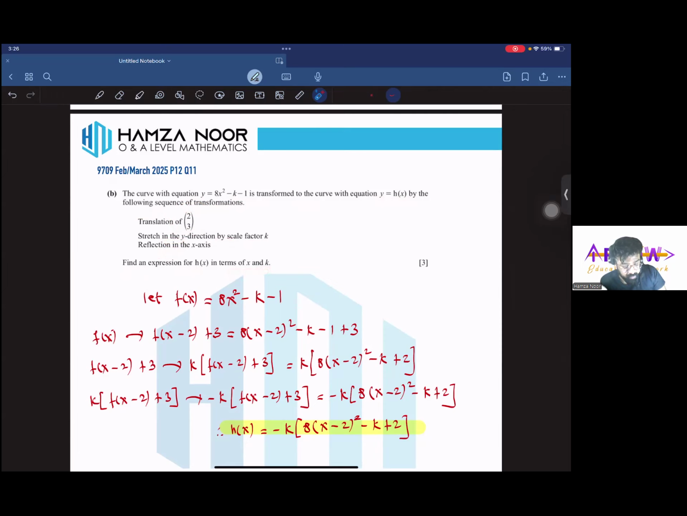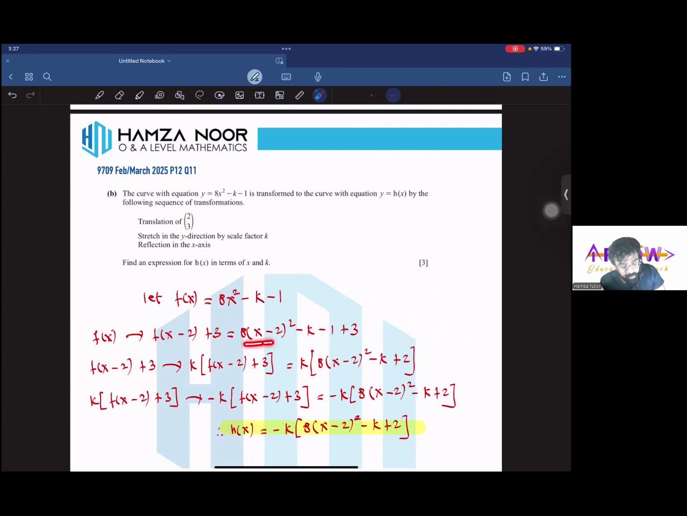So here we have the original function f(x), which is 8x² − k − 1. First of all, f(x) is transformed onto f(x − 2) + 3, because of the translation by the column vector (2, 3). In the x direction it is increasing by 2 units, and in the y direction it is increasing by 3 units. Since you have studied the basic concept that for a translation by the column vector (a, 0), f(x) is transformed onto f(x − a), the input becomes x − a. So f(x − 2), and then plus 3. The 3 will be added after the function. I hope you have covered this in your basic concepts.